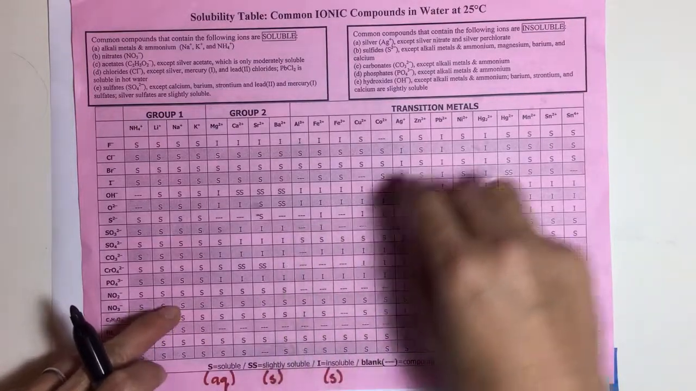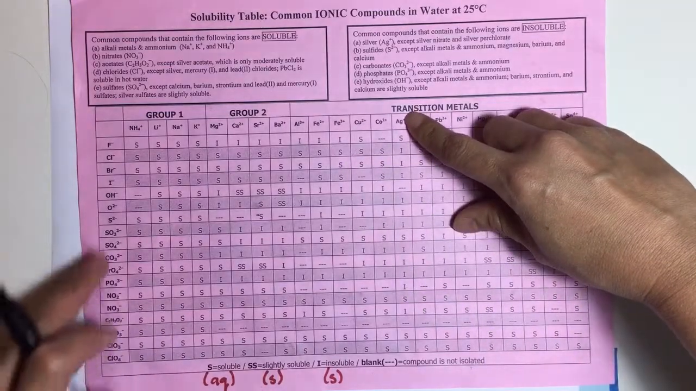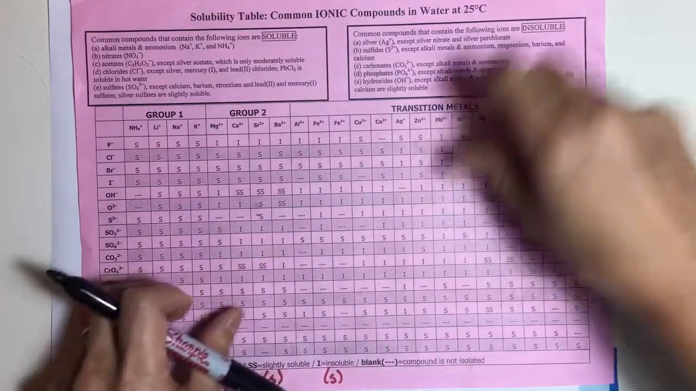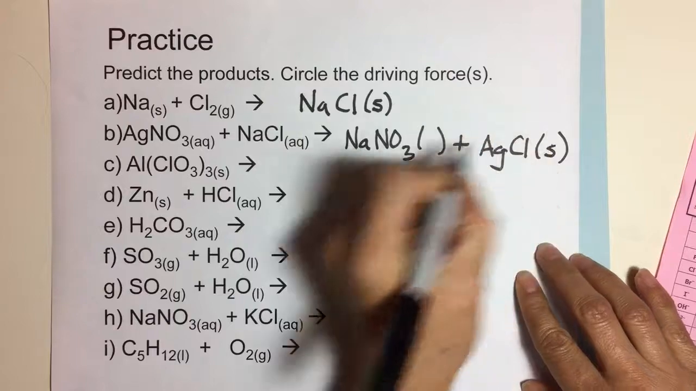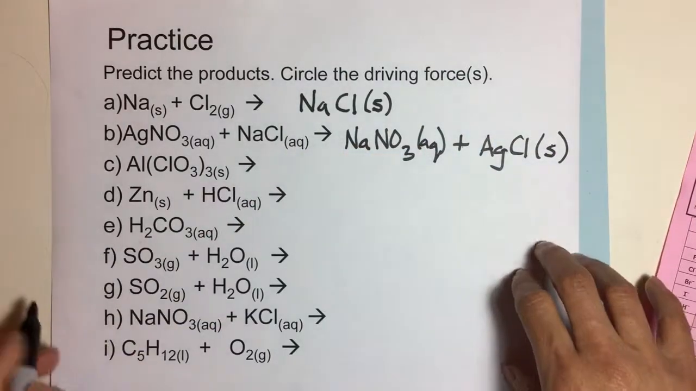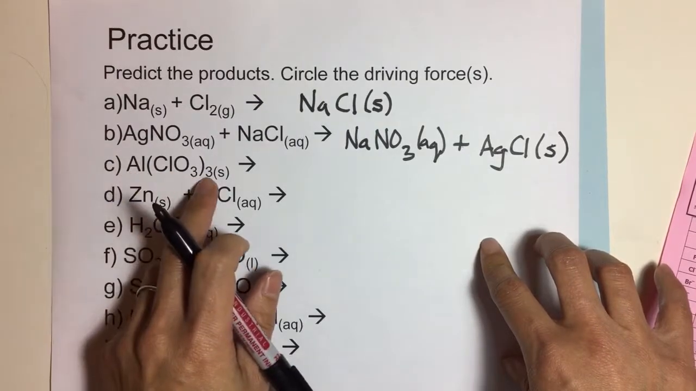We're also going to look up silver chloride since we have our solubility table here already. Silver and chloride combined together is I. That means it's insoluble. So that substance is going to be a solid, silver chloride, and this is going to be aqueous. Now we look at the next substance. This has got, it's aluminum chlorate.